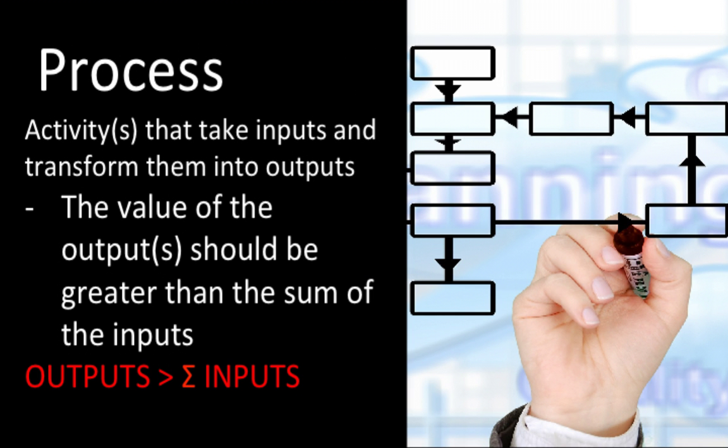First of all, processes. Processes are the activities that take inputs and transform them into outputs. The value of the output should always be greater than the sum of the inputs. Inputs into the process include materials, energy, knowledge, and any number of resources. In addition to the cost of these resources, it is also important to account for time. Understanding an organization's processes is a critical part of managing an organization's operations.